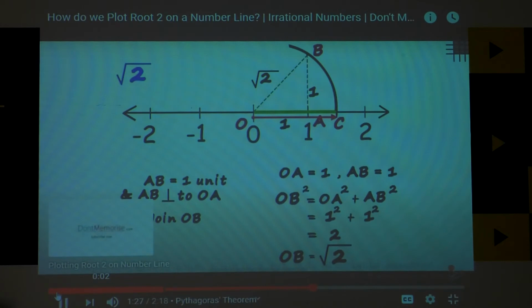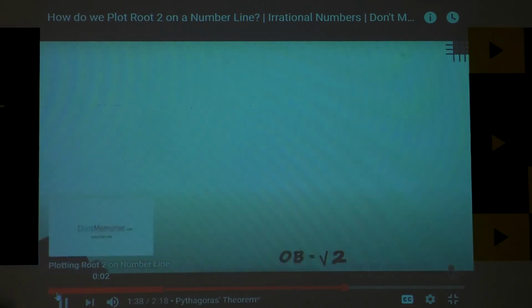Length OC is also equal to root 2. And if we need minus root 2, then we cut the same arc on the other side of O. Let's quickly see how we can actually construct it.